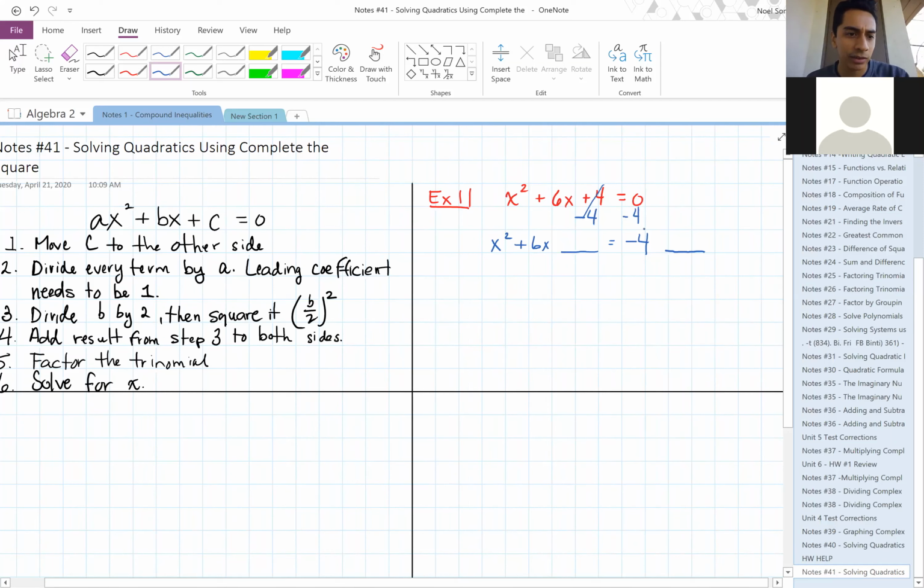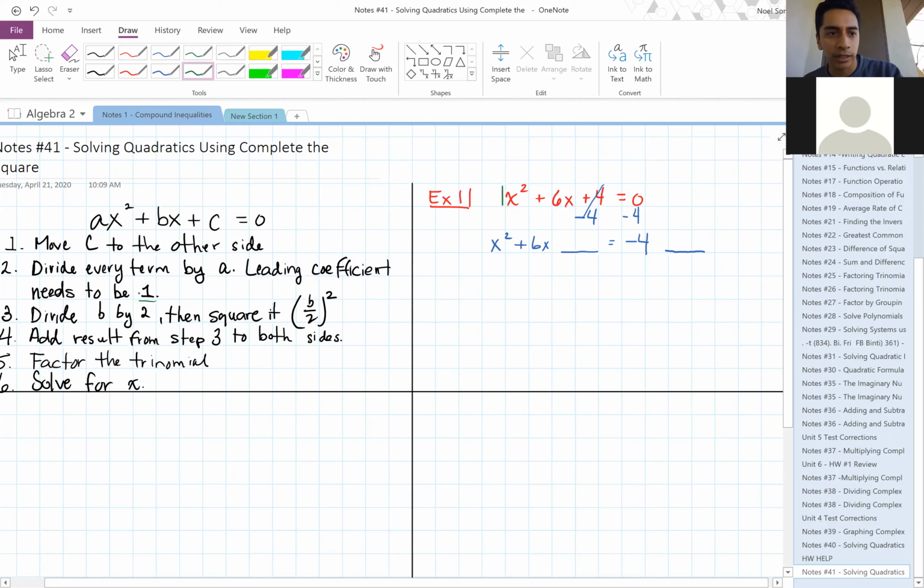The next thing then is to divide every term by a. Well, in this case, what's my a? Since there's no number in front of x squared, it's a 1, right? Because it's already a leading coefficient of 1, this is when we get to skip. We don't have to divide everything by 1 because if we did, we'd still get the same thing, okay? So this is the scenario where I don't need to do step 2, because it's already taken care of for me. The leading coefficient is already 1, right? So then we get to skip to step 3.